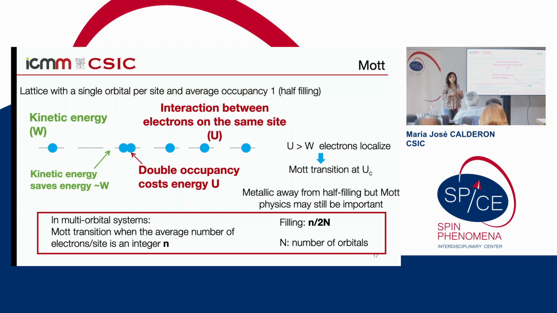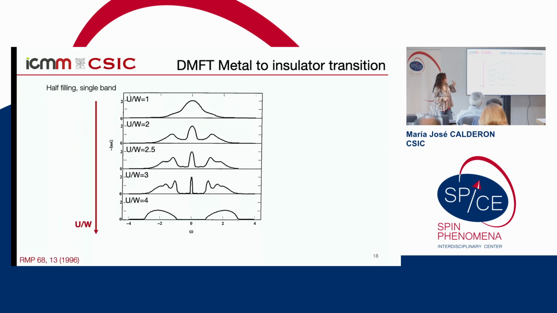Okay, so you will have a metal, but this metal would have all these new features. So what kind of thing would we expect with dynamical mean field theory? Dynamical mean field theory includes the quantum fluctuations in your system. This is again for a single band, half filled case. When U and W are of the same size, then you have this density of states.